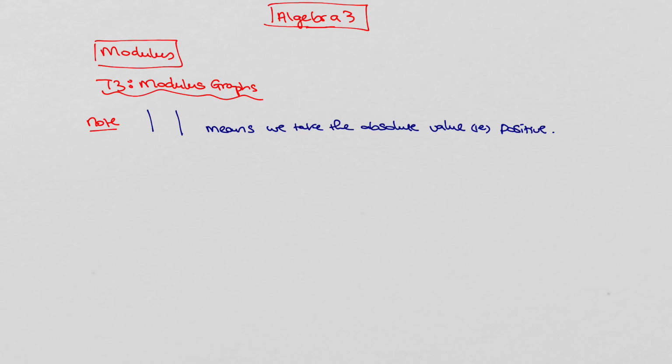Algebra 3 modulus, type 3 modulus graphs. So far we've seen that when we have the symbols with the two lines, this means that we have to take the absolute value, in other words, the positive value of the function.